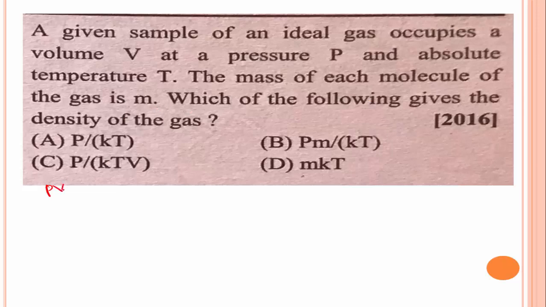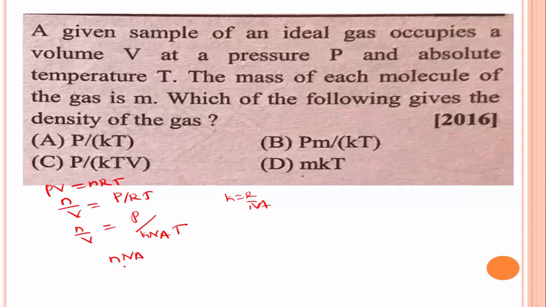We know the ideal gas equation, PV is equal to nRT. Then n divided by V is equal to P divided by RT. Here k is equal to R divided by N_A, so R is equal to k into N_A. Therefore, n into N_A divided by V is equal to P divided by kT.